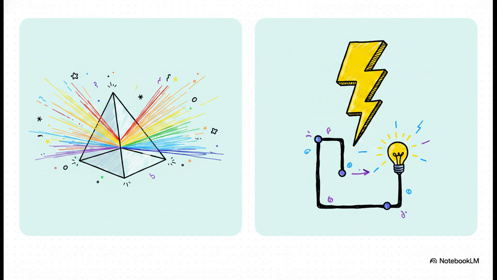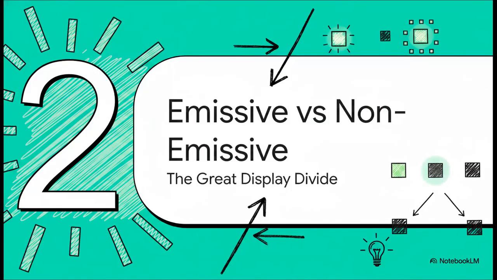Then, over on the right, we have electroactive materials. These respond directly to an electrical field. They handle the heavy lifting of charge transport and electroluminescence. Simply put, your photoactive materials deal with the light, while your electroactive materials respond to the electricity. Moving on to Section 2, Emissive versus Non-Emissive, the Great Display Divide.